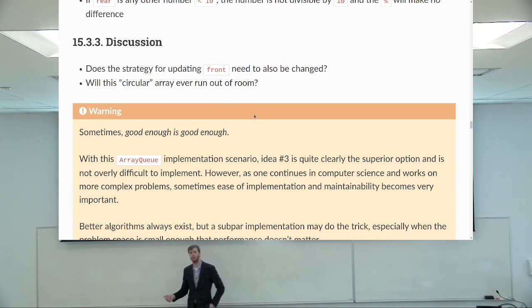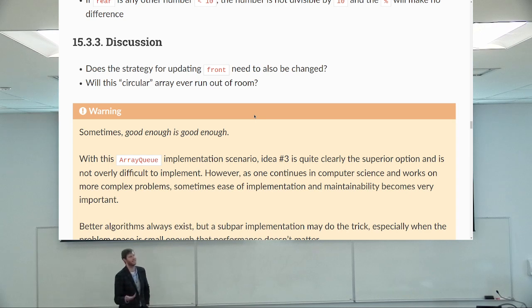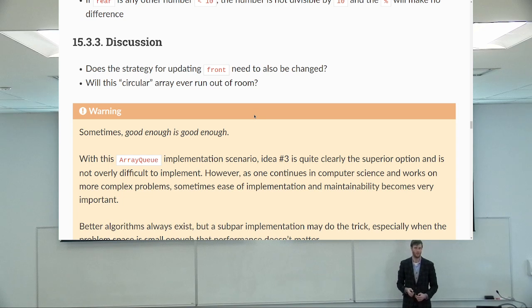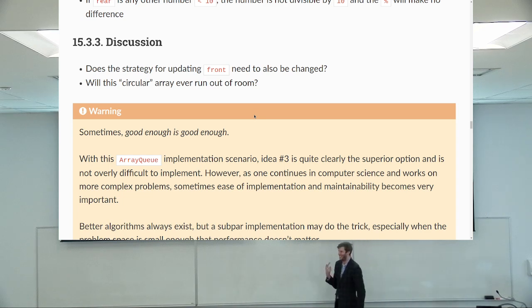Will this circular array ever run out of room? Yeah, it will. Because there's going to be a point where if I have an array of size 10, and I want to have 11 things in that queue, well, there's just not enough spots. So I'm going to need an expand capacity. But the expand capacity for the circular array is going to be a little complicated. No, complex. Let's call it complex. But we'll get there in a moment.